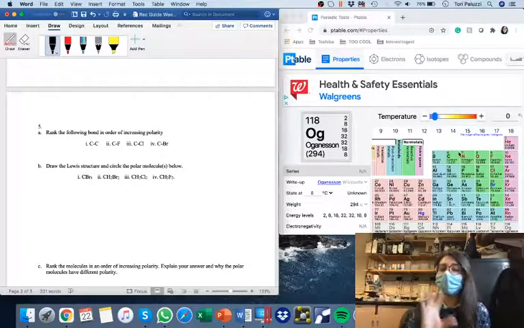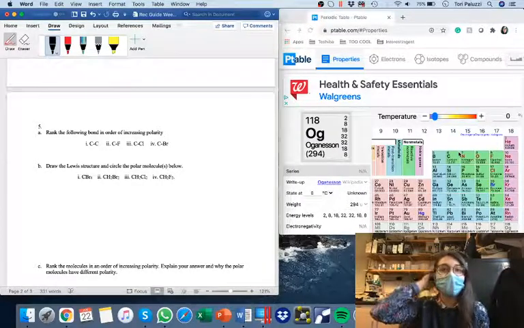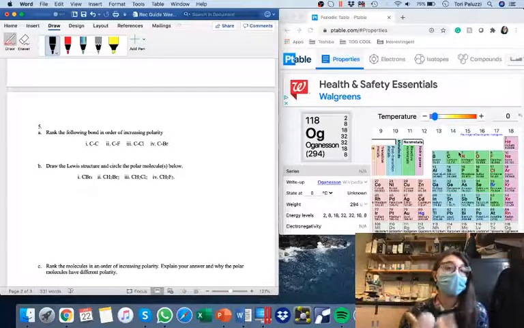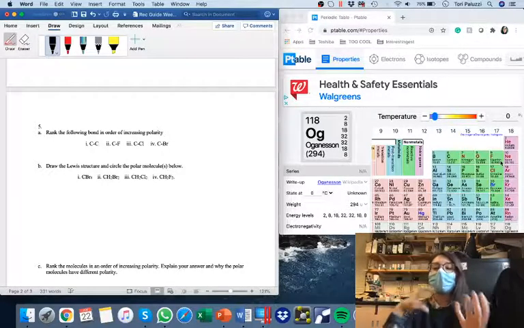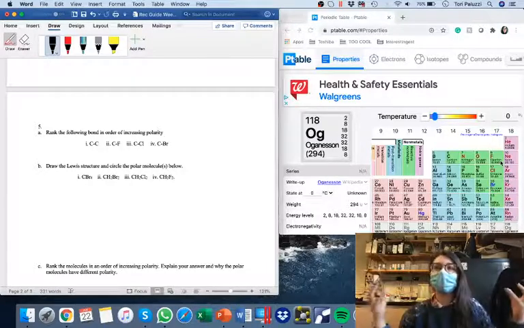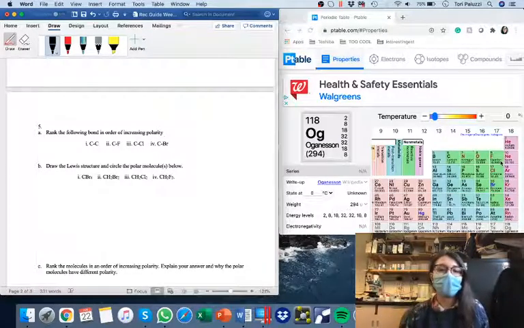So a carbon-carbon bond is definitely not going to be that polar. They have the same dipole moment. But now we're going to see carbon to fluorine. Now that's a much bigger dipole moment. So that's going to definitely be more polar.